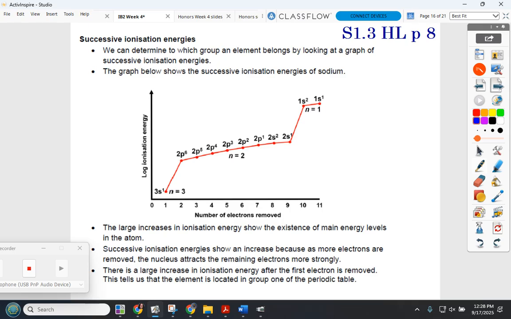Okay, so I believe this is page 8. Is it page 8? Am I correct about that? Yeah, okay. So why do we care about ionization energies? How does this help us understand electron configurations? We'll talk about ionization energies again in the next topic, in the periodicity topic. But we can also use this to think about our electron configurations, okay?